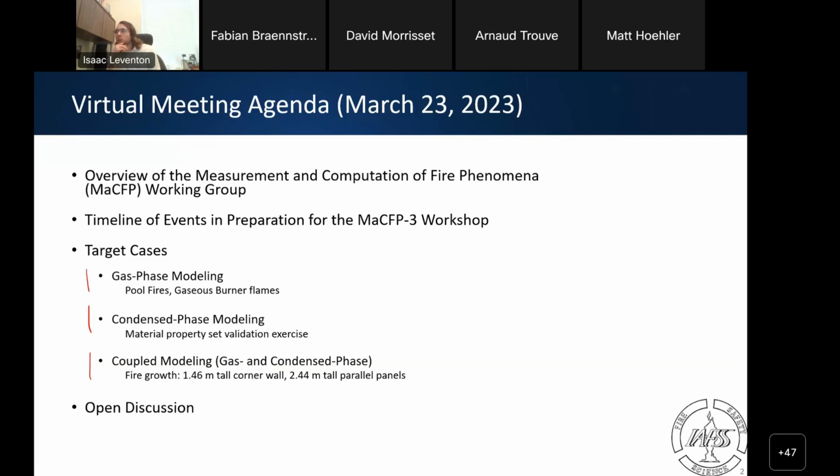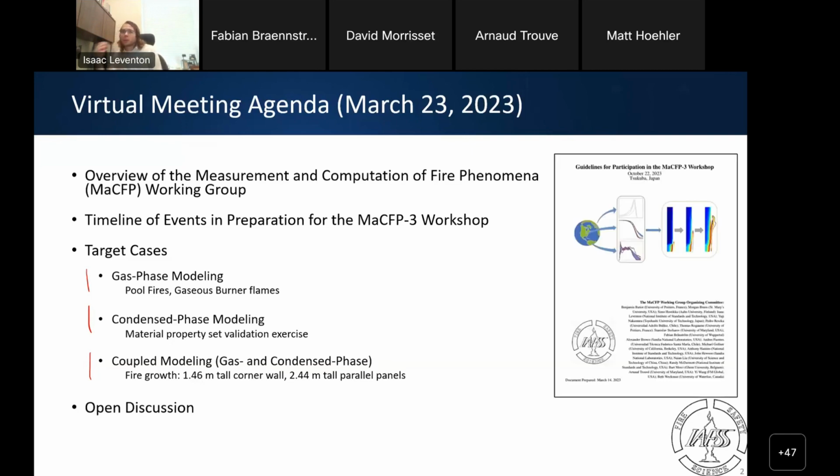And broadly, this presentation will be us going over the guidelines for participation document that we shared about a week or 2 ago. This lists all of the target cases of interest. It provides some details on their setup, the experiments that we took, what we want modelers to actually submit. And now is our chance to go through these, make sure it's clear what we're presenting and what we're asking for our modelers to do.